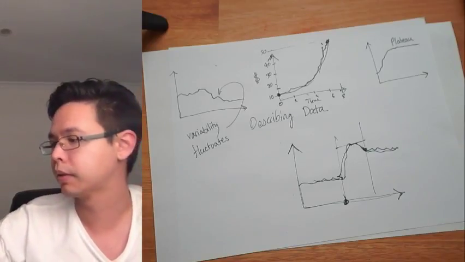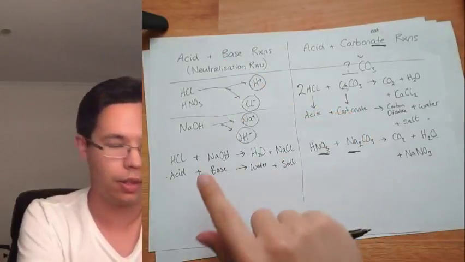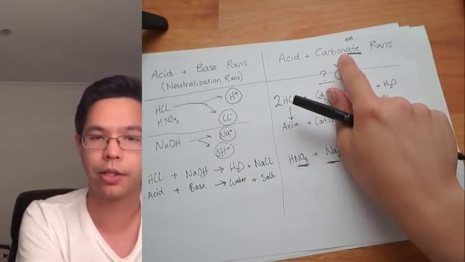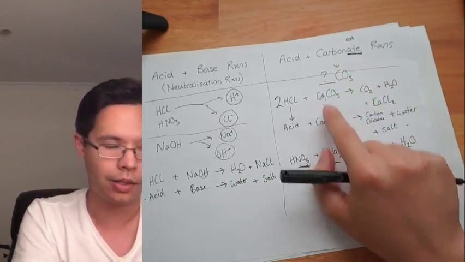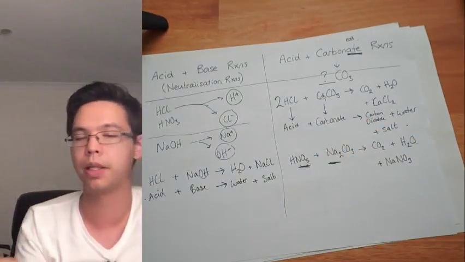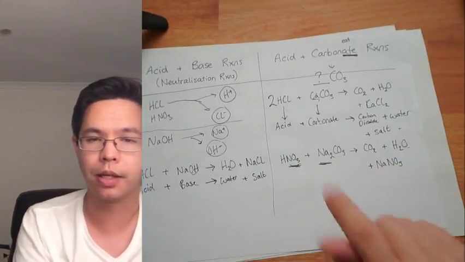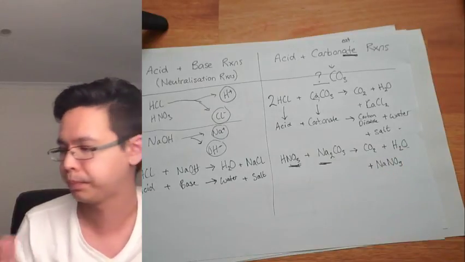In summary, we have our acid-base reactions. Acid-base gives you water and salt. Acid-carbonate reactions. Carbonate is any compound that has carbonate on the end of it, CO3. So I could have calcium carbonate, or I could have sodium carbonate, I could have aluminium carbonate, I could have blah, blah, blah. If you have acid and carbonate reactions, you'll get carbon dioxide, water, and salt.